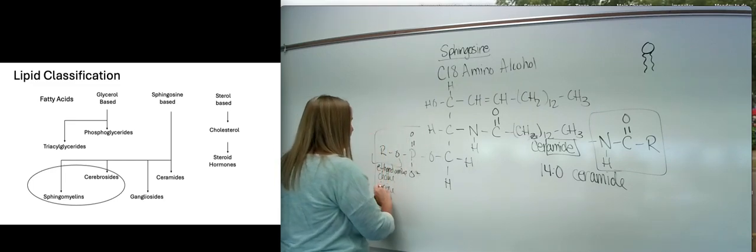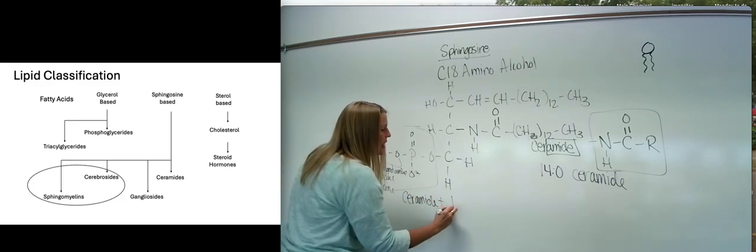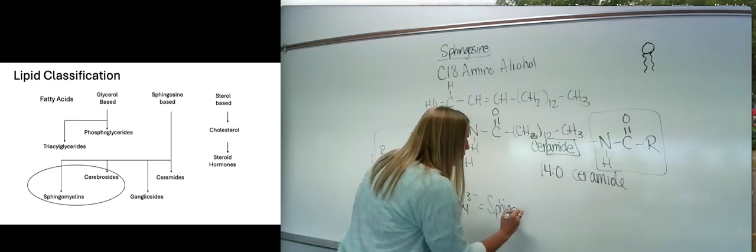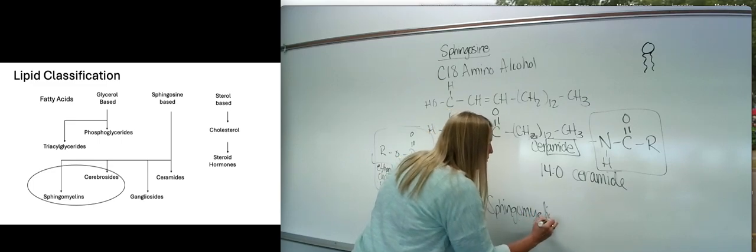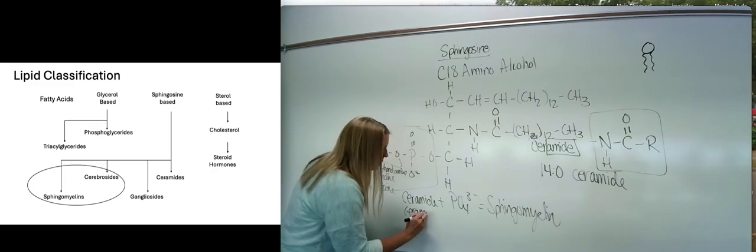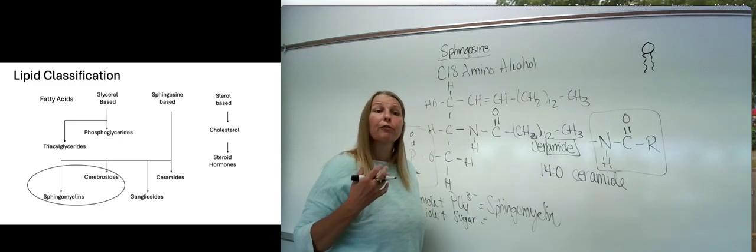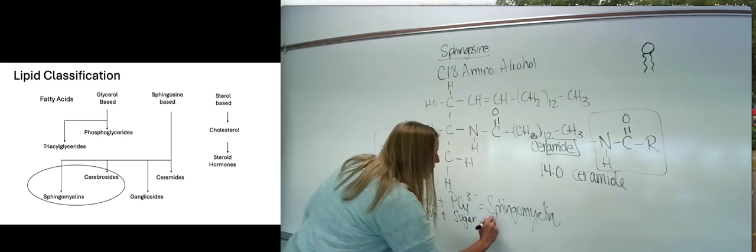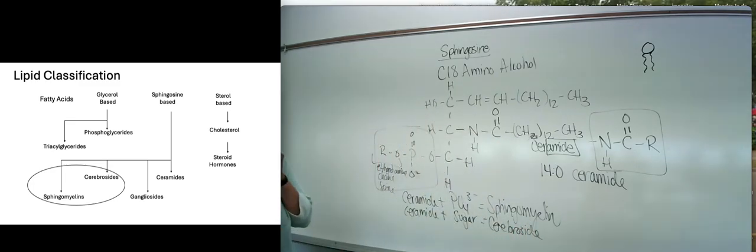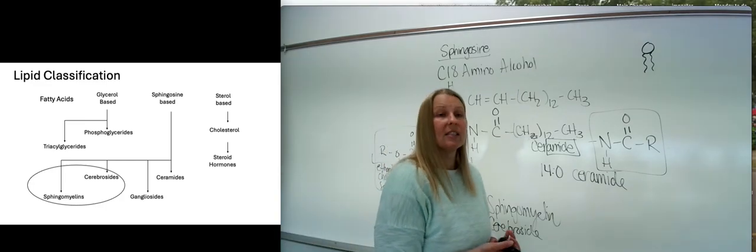So if you derivatize this group here, so if you take a ceramide plus a phosphate group, you make what's called a sphingomyelin. Okay? You could also take a ceramide and you can add a sugar like a glucose or a galactose or a fructose in the ring. Okay? That makes a cerebroside, which is different than a ceramide. So again, a ceramide plus a sugar is a cerebroside. A ceramide plus a phosphate group is a sphingomyelin.